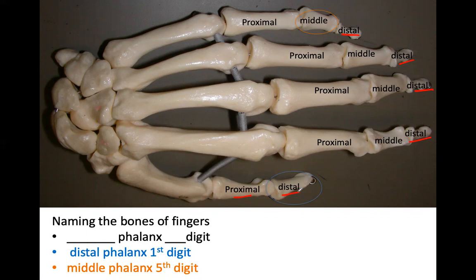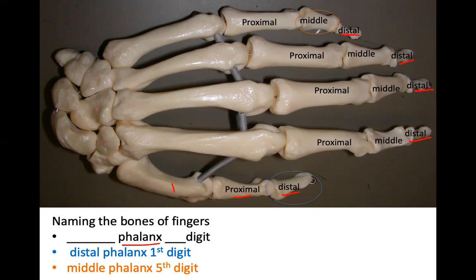So how do I name each of these bones? Here's the way that you name it. You name it based on the location: distal, middle, or proximal. Use the word phalanx, which basically means finger bone, and identify the digit. So again, if this is metacarpal number 1, then these would be associated with finger 1, finger 2, 3, 4, and the pinky would be number 5.